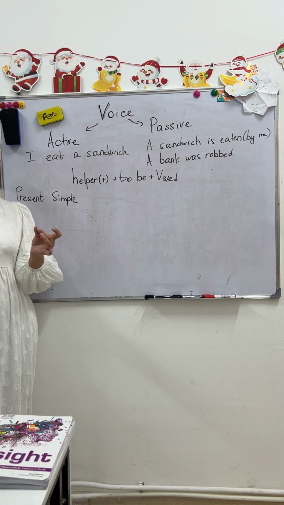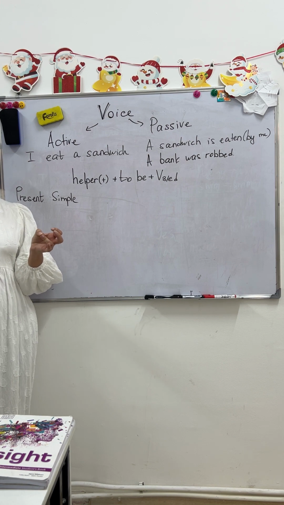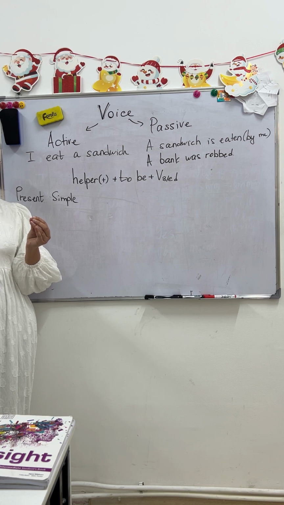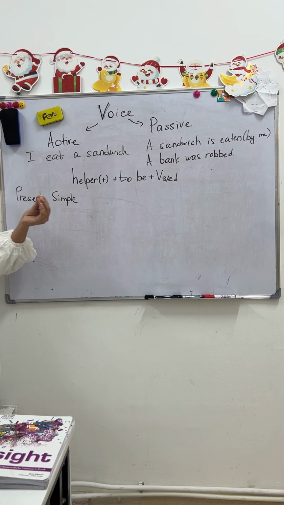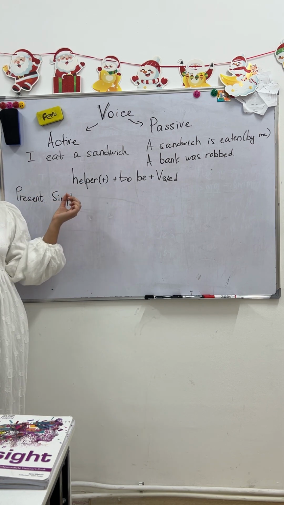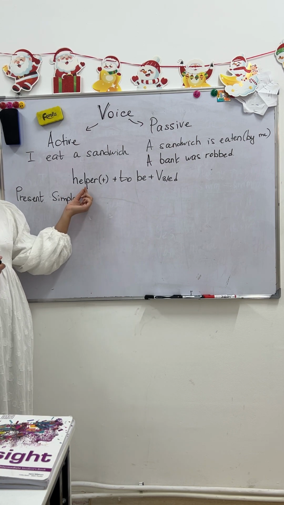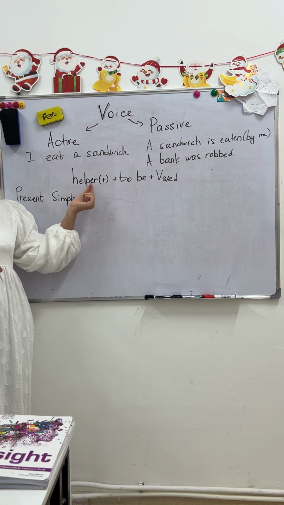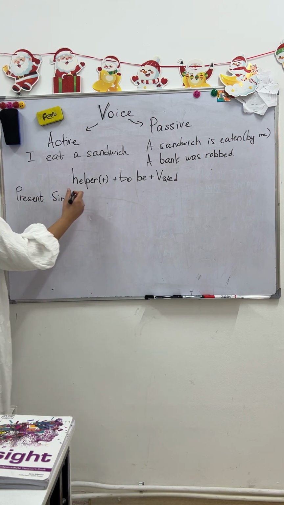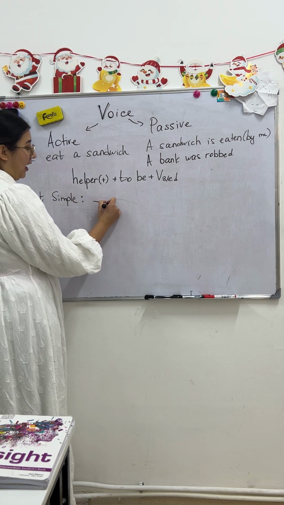I eat apple. Yes, it's a suffix, it's not a helper. So are there any helpers? No. We use do, does, but we don't use do, does in a positive sentence. We use do, does in negative and question sentences. And we are only talking about positive sentences here. So we say, for present simple, we don't have any helpers.